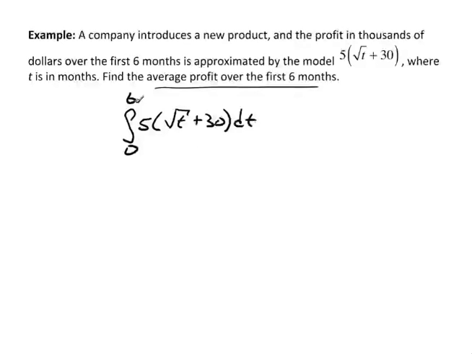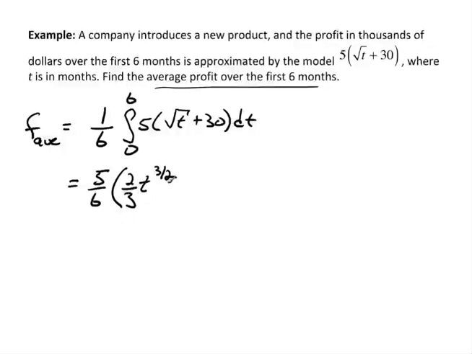Now this interval has length 6 minus 0, which is 6. So I'm going to multiply this by 1/6. And that is going to be the value of my average. So all I need to do now is simply integrate this. Well, this is going to be 5/6, pulling out that 5, times t to the 1/2 will be t to the 3/2 divided by 3/2, which is the same as multiplying by 2/3, plus 30t, evaluated from 0 to 6.